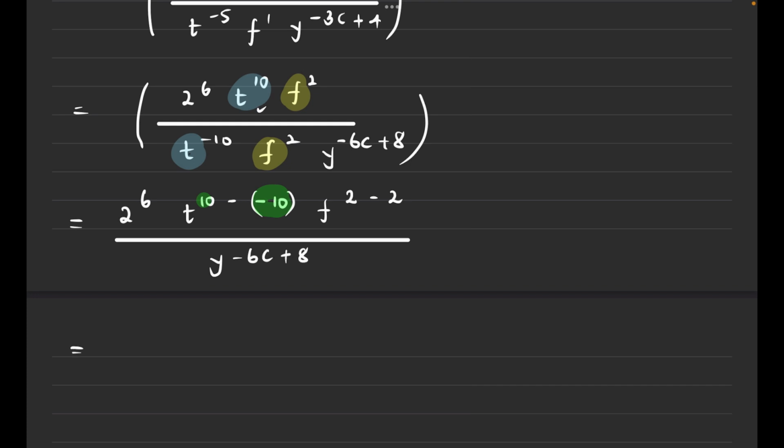So this equals to what? 2 to the 6th, 10 minus 10. So that's going to be 10 plus 10. So it's t to the 20. F to the power 2 minus 2, that's f to the power 0, divided by y to the power minus 6c plus 8, right?